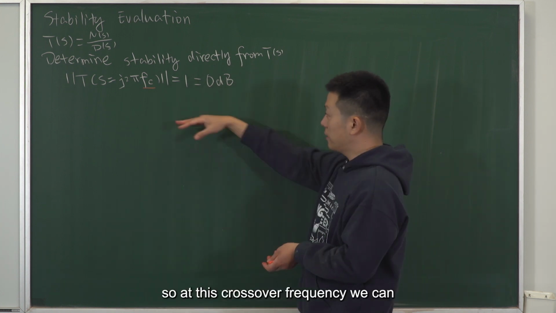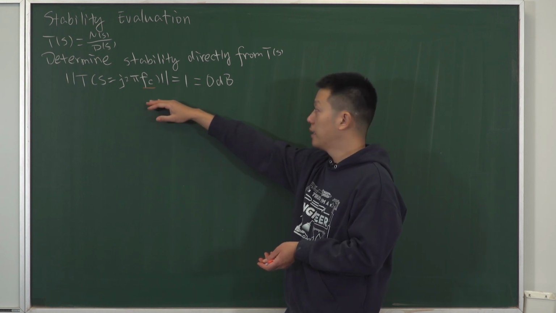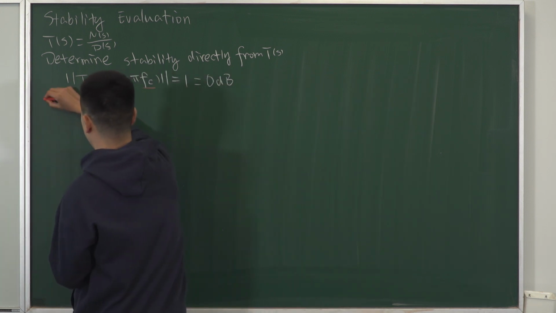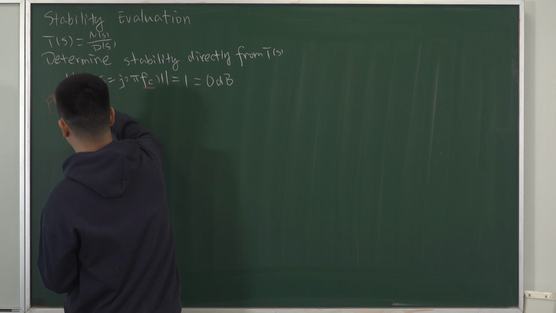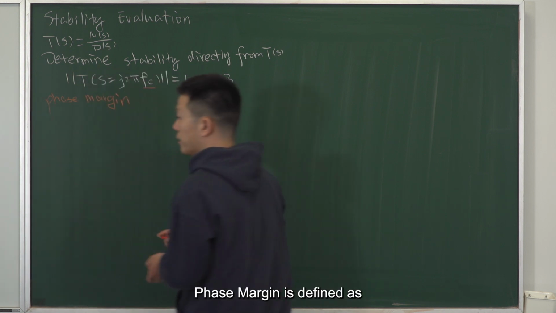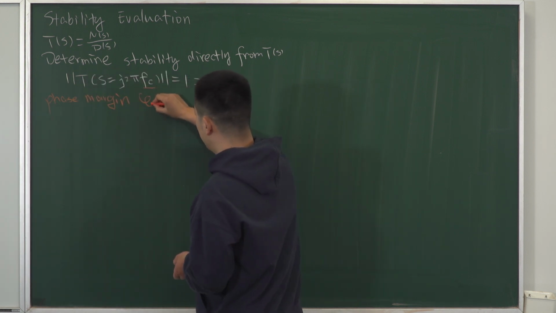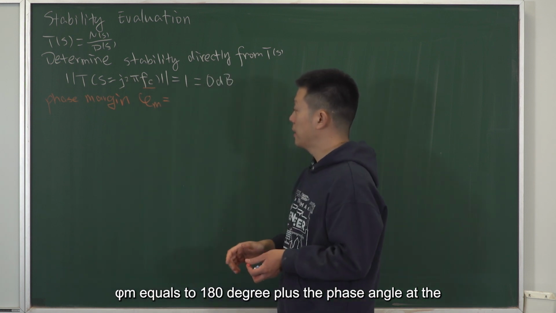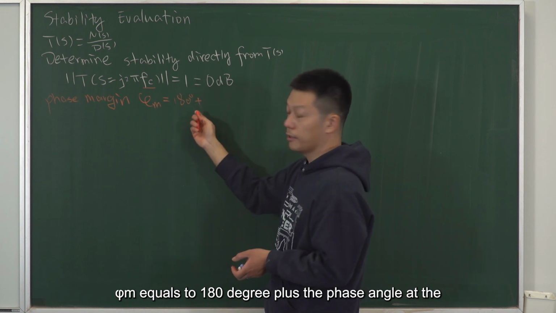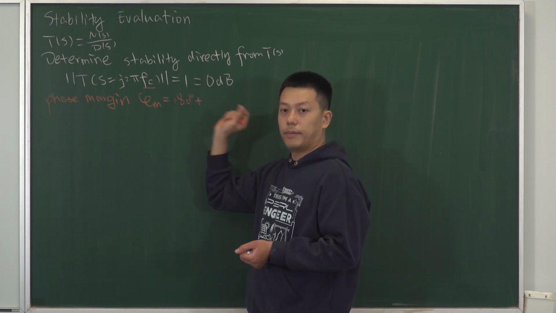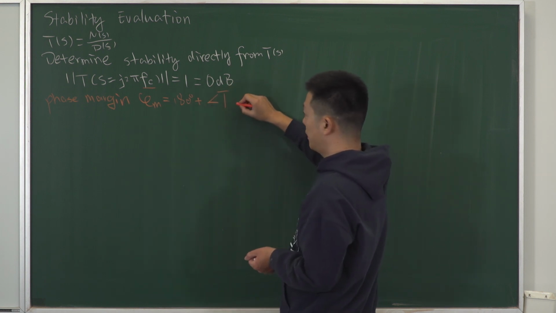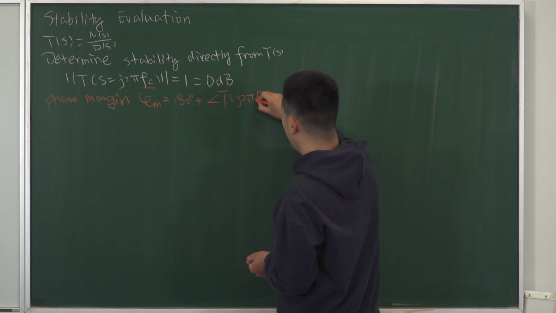So at this crossover frequency, we can introduce the phase margin concept. Phase margin is defined as phi m equals 180 degrees plus the phase angle at the magnitude crossover frequency, T at j2πFc.